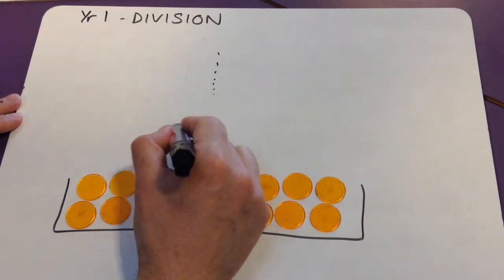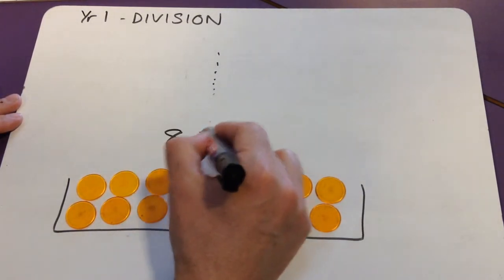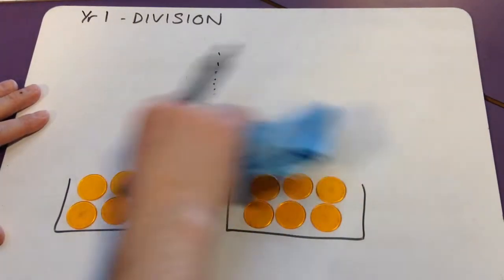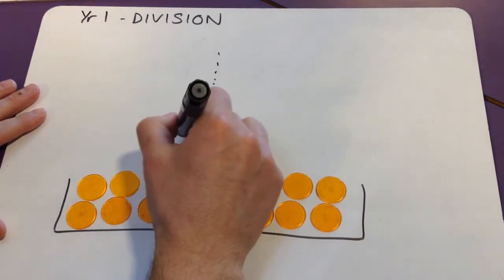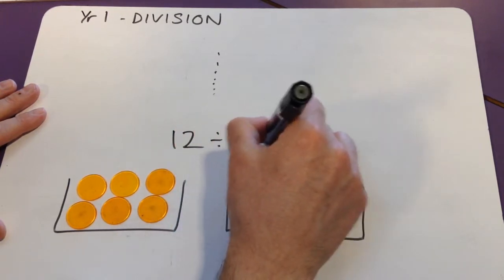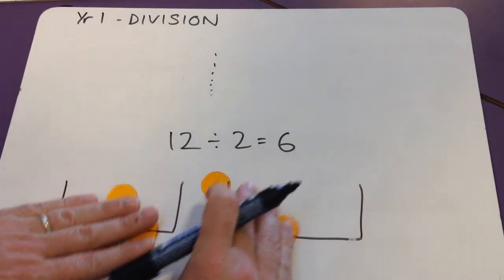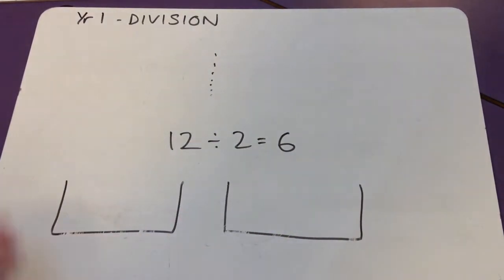So we've basically taken 12 chocolate buttons, divided it by 2, and we've got 6 chocolate buttons in each pot. Then we need to move on to the concept of grouping and sharing, because they are subtly different.